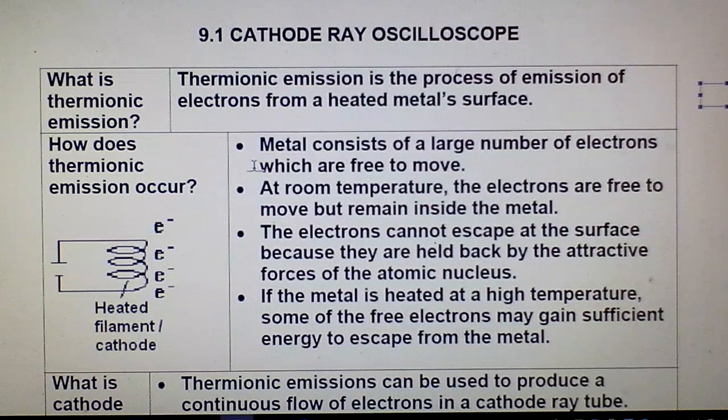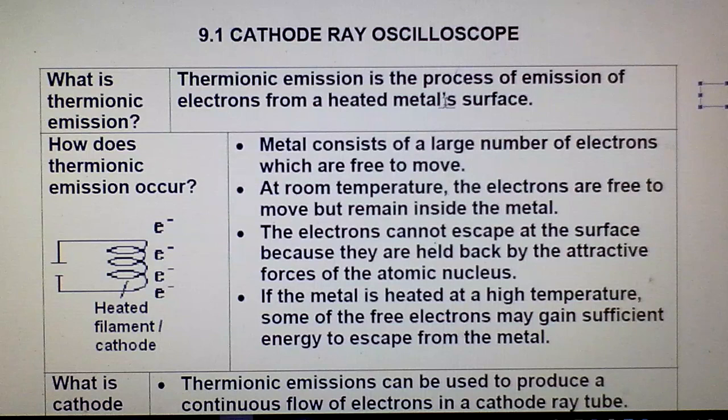Today we continue chapter 4 on the topic cathode ray oscilloscope. Before we discuss further, you must understand the concept of thermionic emission. Thermionic emission is the process of emission of electrons from a heated metal surface. As you know, under the surface of metal, there are a lot of free electrons. So when you heat up the metal, electrons will gain energy.